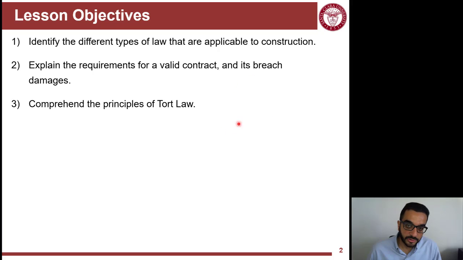this lesson here. So we'll learn about the different types of law that apply to construction. We'll learn about the requirements for having a valid contract and what happens when it's breached and the damages that can occur of that and remedies for it. And also understand the principles of something called tort law.